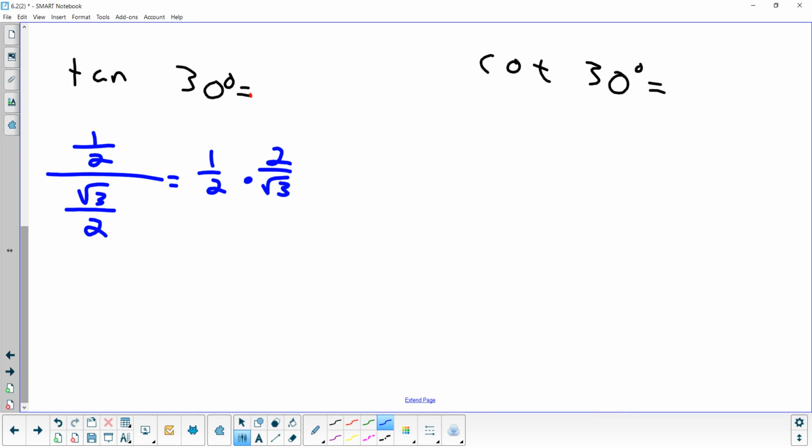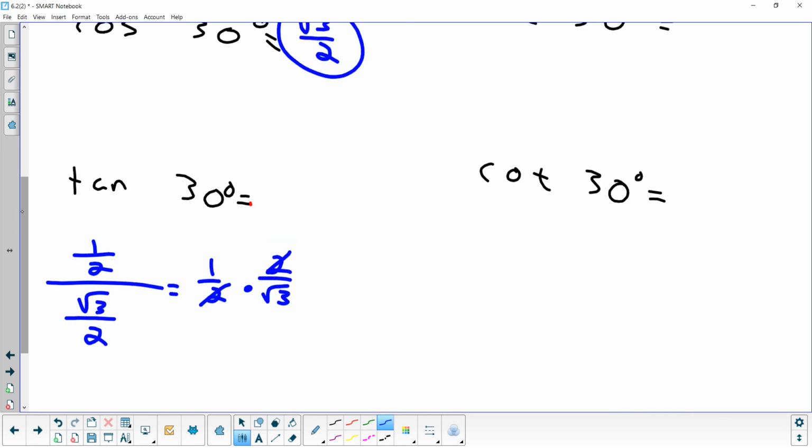And Zach, when I do that, what cancels out there? The 2's, because whenever you're multiplying, you have the same thing in the top and the bottom, just like when we did the units with angular velocity. Same thing in the top and the bottom cancels out. And you have this: 1 in the top, square root of 3 in the bottom.